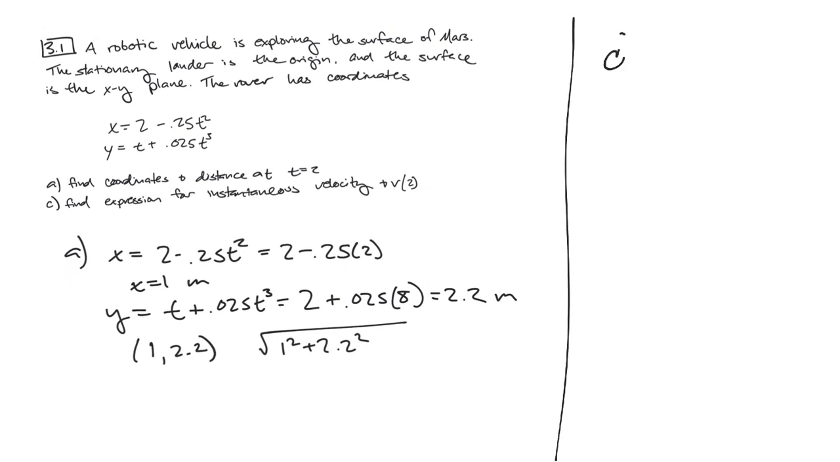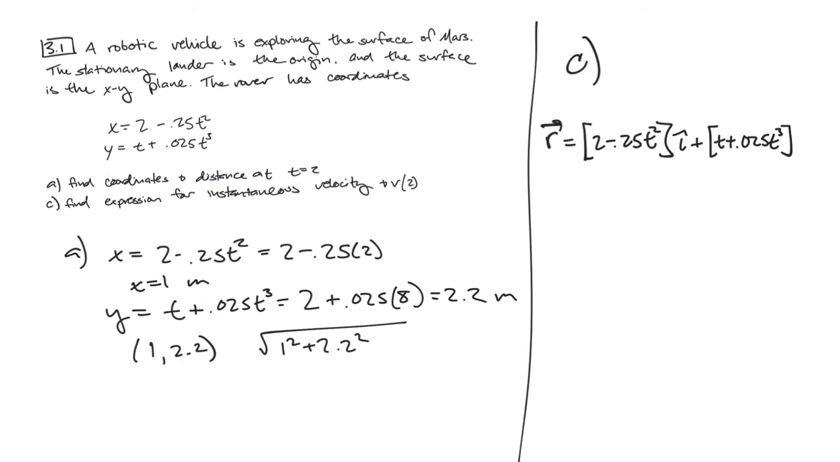I'll do it over here on the side. Part C says find an expression for instantaneous velocity. So let's write this in terms of our vectors. Our r vector is equal to the x component, which is 2 minus 0.25 t squared in the x direction, which is i, plus t plus 0.025 t cubed in the j direction. I'm struggling to have enough space there. Moved it over. And that's in the j direction.